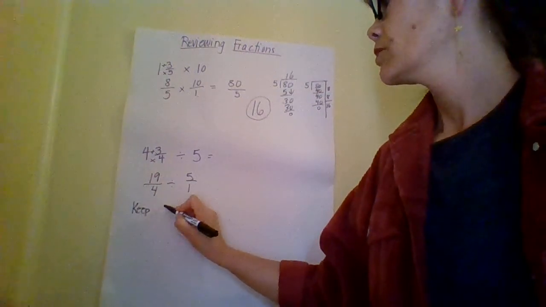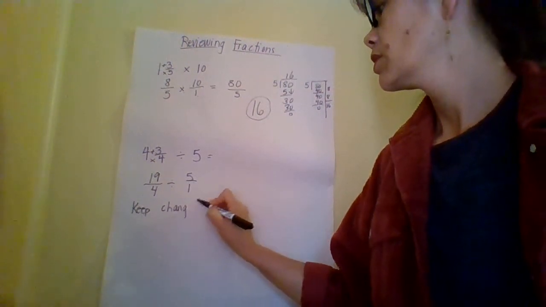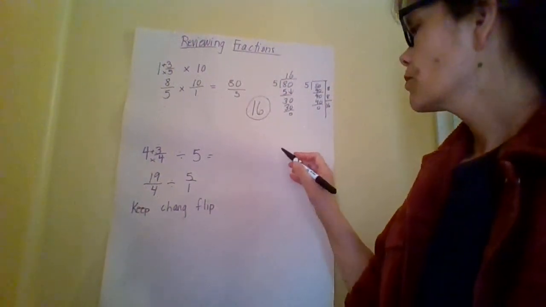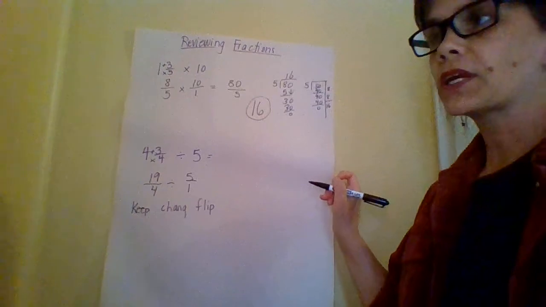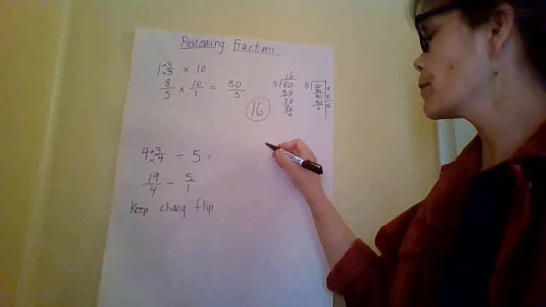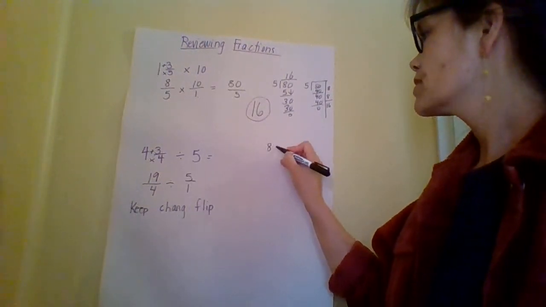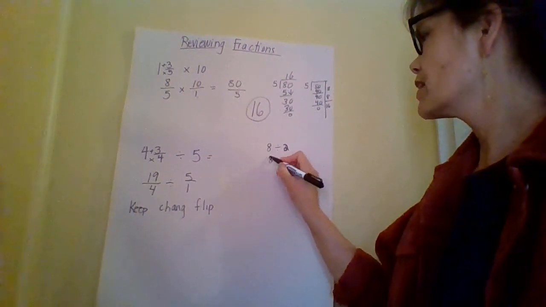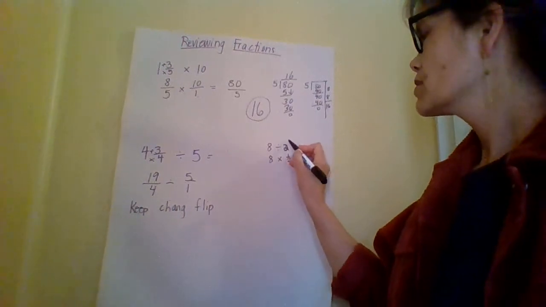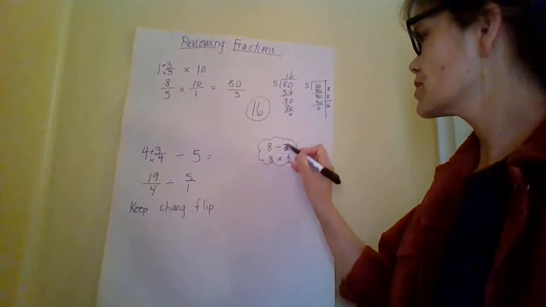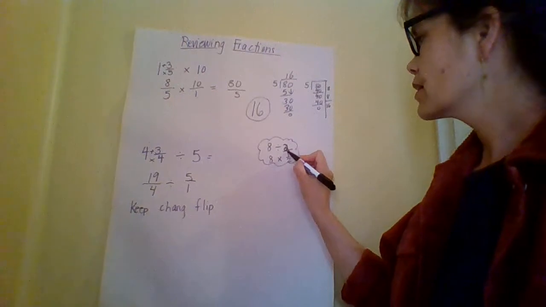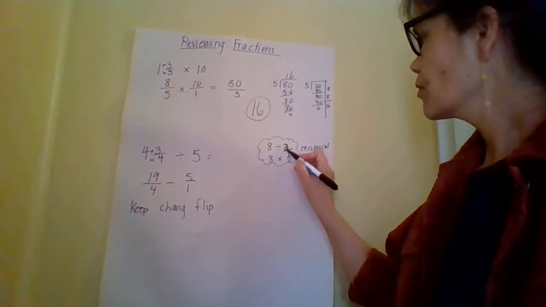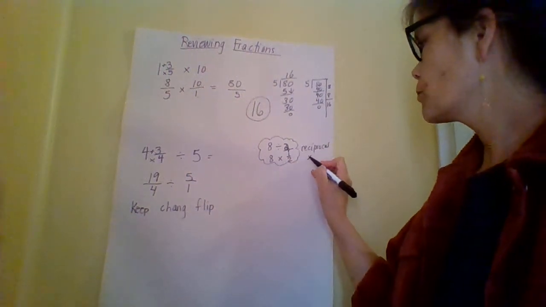Keep, change, flip. And remember, that's because way back at the beginning of working on fractions, we said that 8 divided by 2 is the same as 8 times 1/2. So in our little thinking mind, we said, oh, we can take the reciprocal of the number that we're dividing by and multiply.